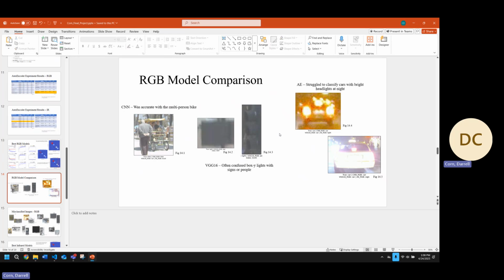And something interesting about the autoencoder is that it struggled to classify cars with bright taillights at night. So this one was classified as a light, I guess because it was just so bright. The autoencoder got confused. And this one is also so bright that it thought it was a sign.